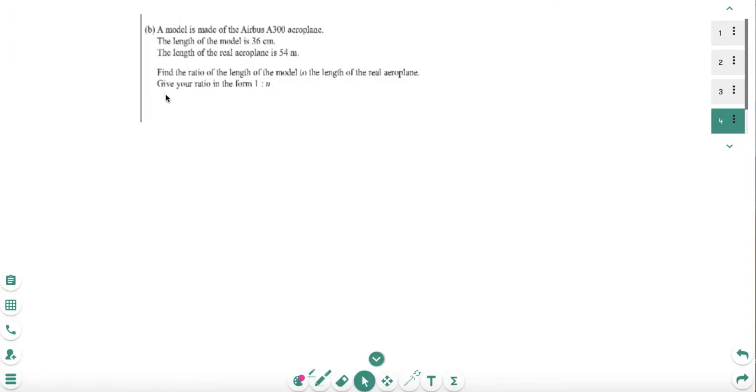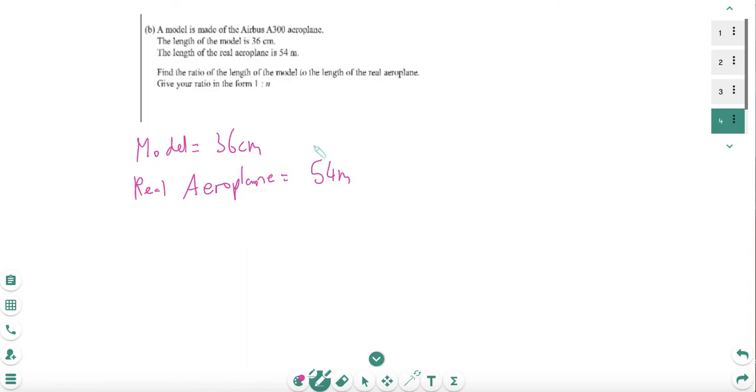Well, there's a model, and we know the length of the model is 36. So model equals 36 centimeters. The real airplane. Oh crap, I spelled airplane wrong. Is 54 meters. And we have to find the ratio of the length of the model to the length of the real airplane. Okay, so the length of the model is 36 centimeters, and the length of the airplane is 54 meters.